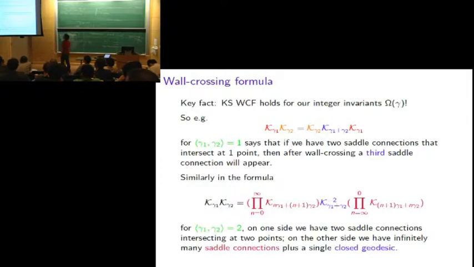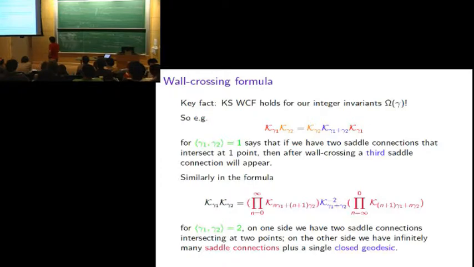Yeah, so what does it mean? So now the key fact is that I defined for you some invariants. And this WallCrossing formula that I just told you actually holds for these invariants. So for example, this simple formula, which occurs when the inner product equals 1, just says that if I have two of those saddle connections that intersect at one point, and then I cross the wall where their phases align, then on the other side of the wall, a third saddle connection appears. And that's exactly the phenomenon that I showed you pictures of a minute ago.